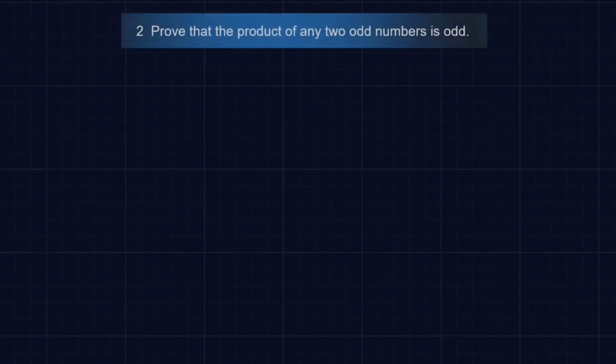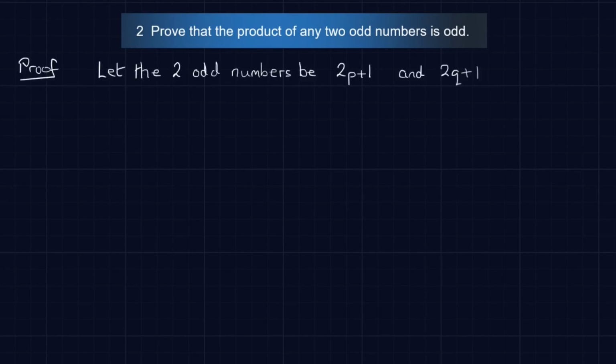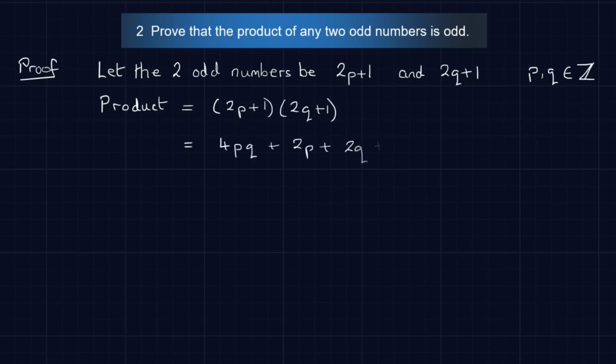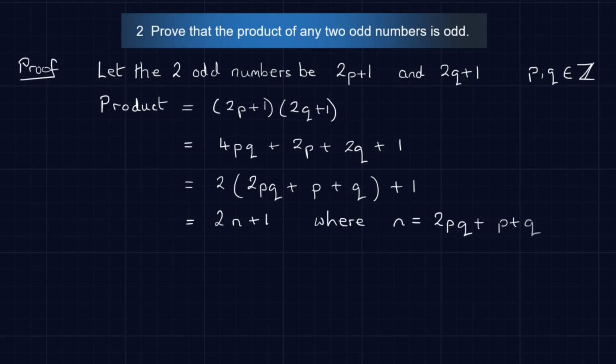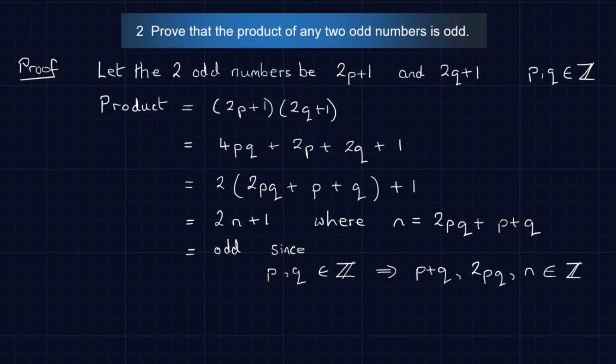Here's our second question. Prove that the product of any two odd numbers is odd. Let's call the two odd numbers 2p plus 1 and 2q plus 1, where again p and q are both integers. Then their product is this. Multiplying out, we get this. And taking a factor of 2 out of the first 3 terms, we have this, which we know is odd. Why? Well, since p and q are integers, so too are p plus q, p times q, and n. And we have our proof.